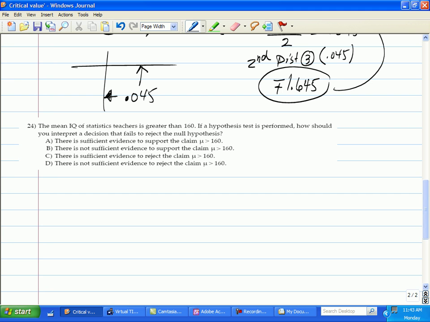We have one more. It says you have an IQ of something greater than 160. That's a claim, and the question is, when should you reject? Again, I need a table value, and over here we have H naught and H alpha. H alpha is mu greater than 160, that's the claim, and H naught is mu less than or equal to 160, and the decision right here is fail to reject.